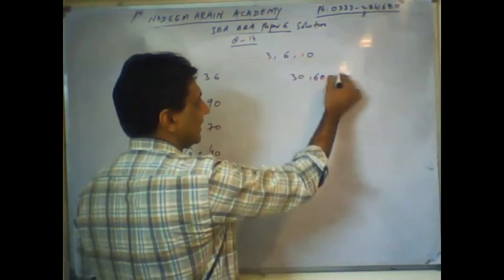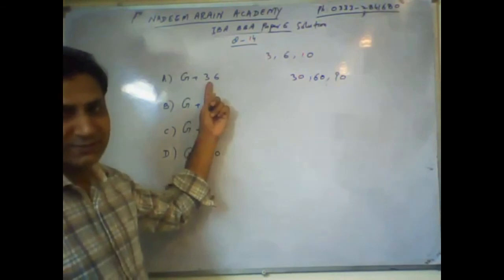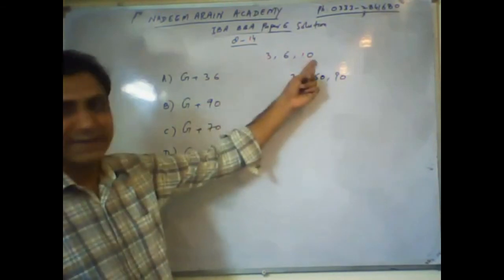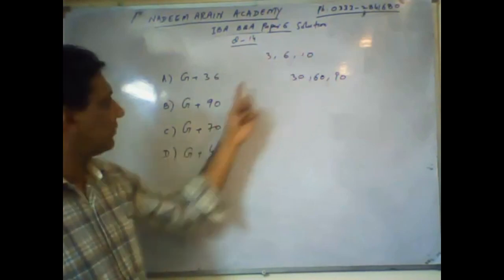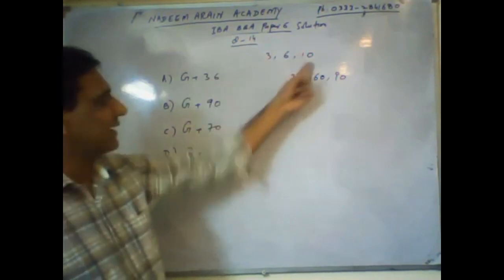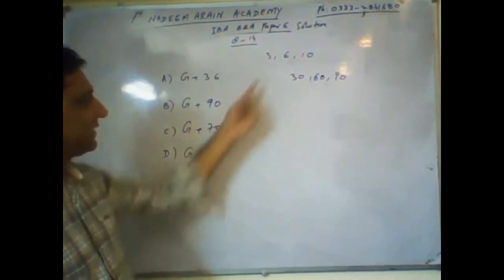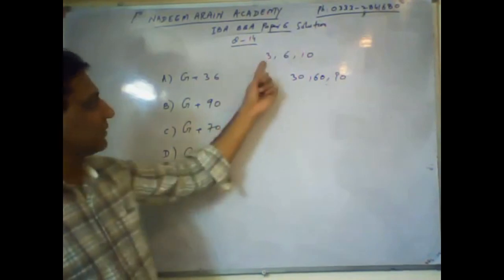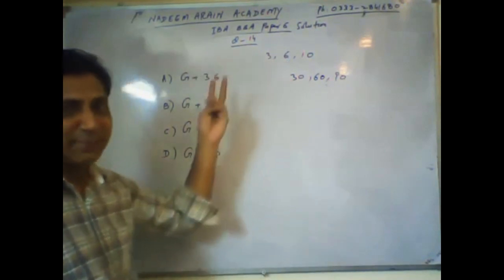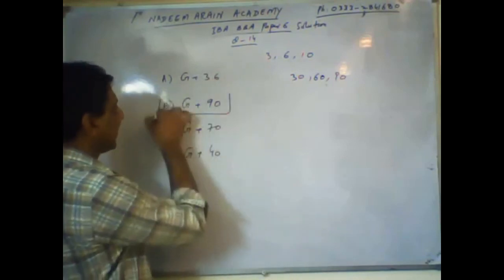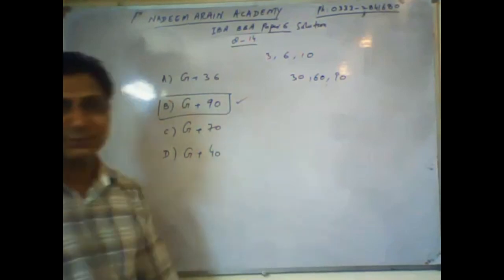So 30, 60, 90. This is 36 in option A. 36 will not be divisible by 3, 6 and 10, all of them. Yes, it's divisible by 3, by 6, but not by 10. So 90 is divisible by 3, 6 and 10. And 70 is not divisible by 6 and neither by 3. 40 is also not divisible by 3, 6. So you have to find one number that is divisible by all 3 of them. So G plus 90 is divisible by all 3 of them. That's your right answer.